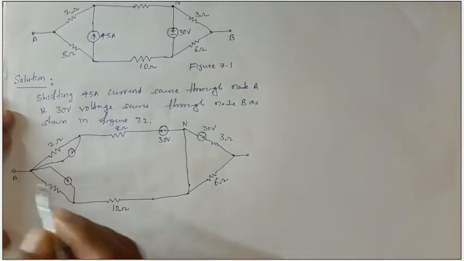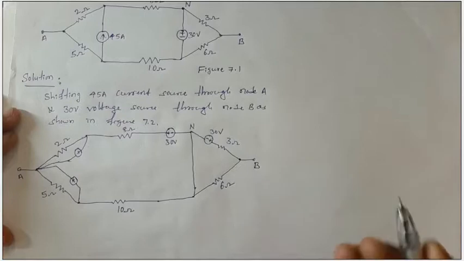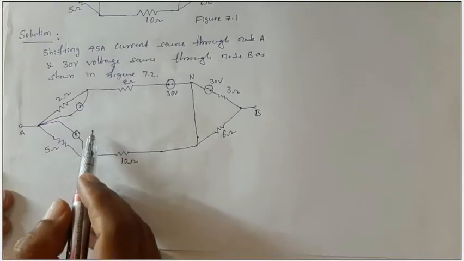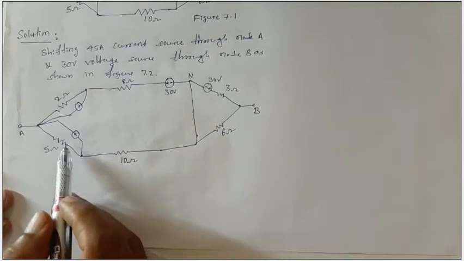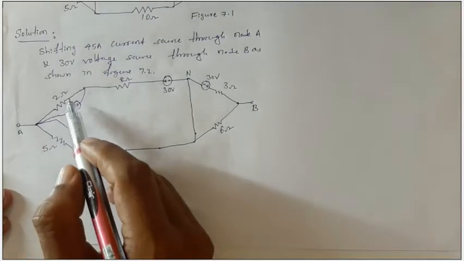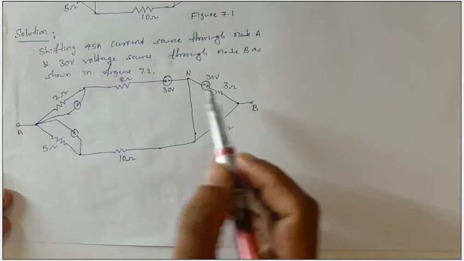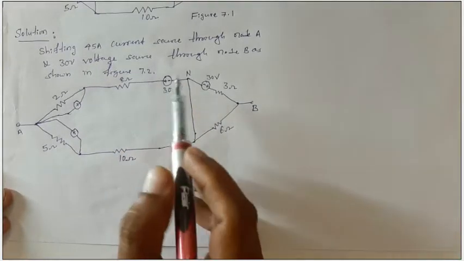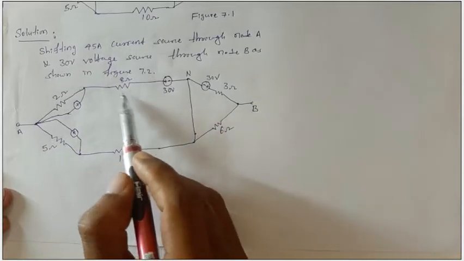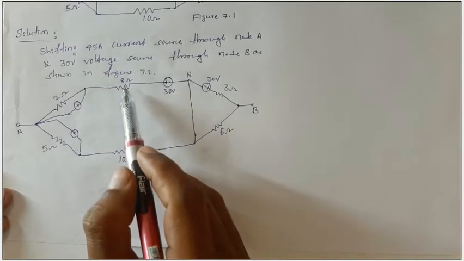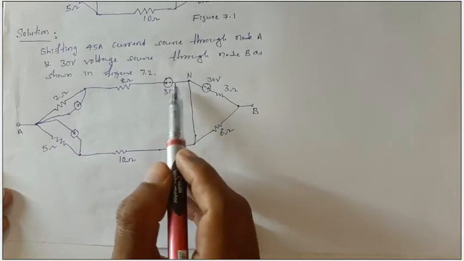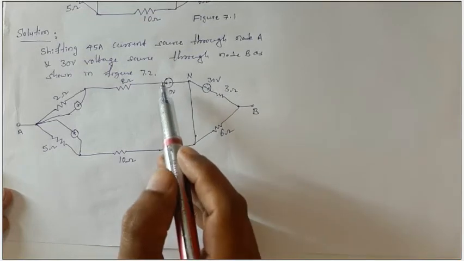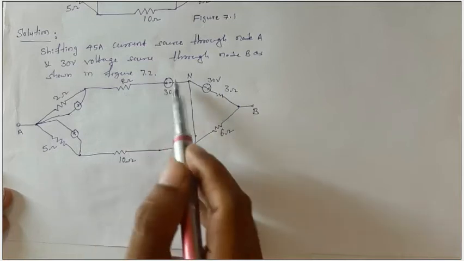This is node A, dear students, and this is node B. Now we have a parallel resistance here and we have a parallel resistance here. Even we have a series resistance here. Alright, so now what I am going to do, as of now I will keep this as it is, because we will see whether it is required to convert this to a current source.